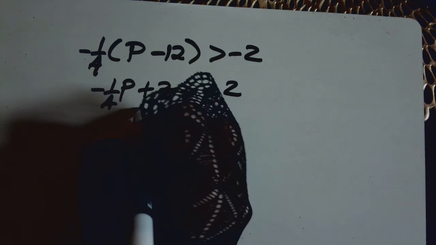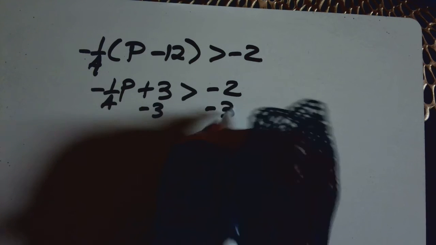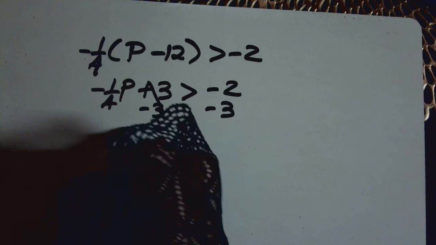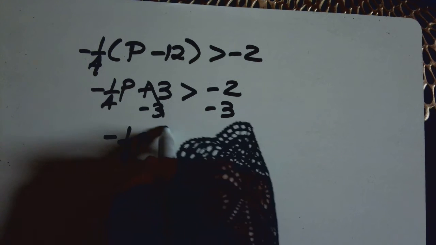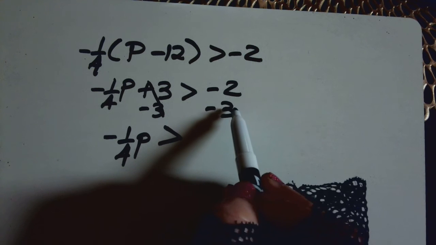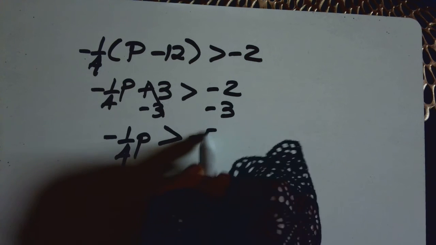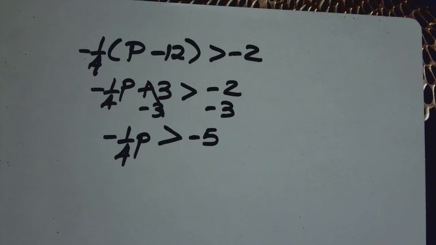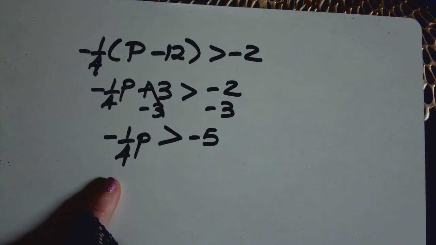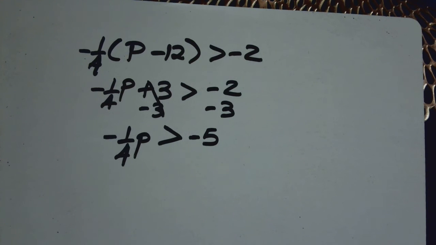All right, so now we're going to subtract 3. Okay, and we've got negative 1/4 p is greater than negative 2 plus negative 3, which is going to give us negative 5. Okay, when you are multiplying or dividing by a fraction and a negative number, remember the inequality is going to change. Now the quickest way is to do the reciprocal. I know you've seen that.